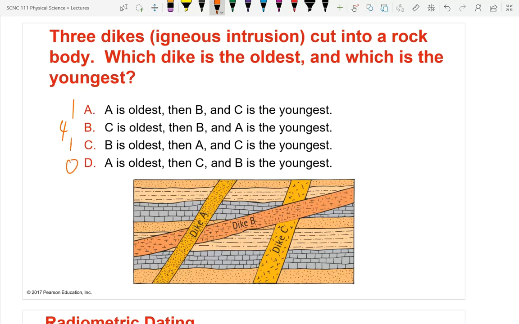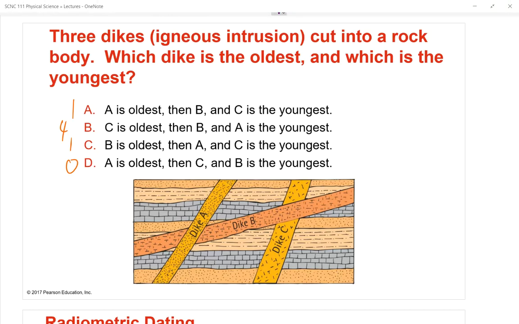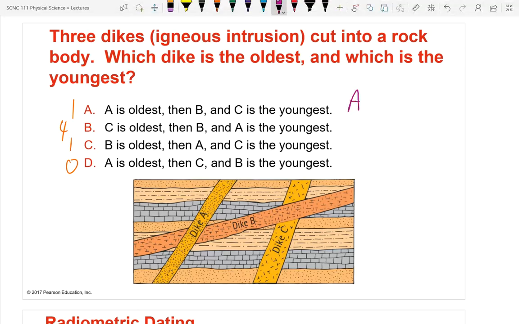All right. Instead of going to a student here, I am going to just explain it because we only have 13 minutes left. If we look at this, we see that A cuts B. If A cuts B, which one is newer? Which one's older? B is older.